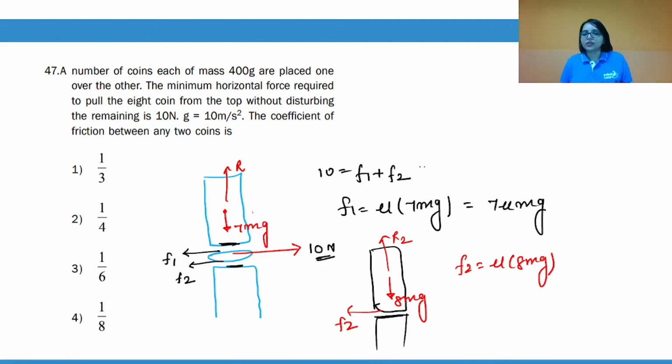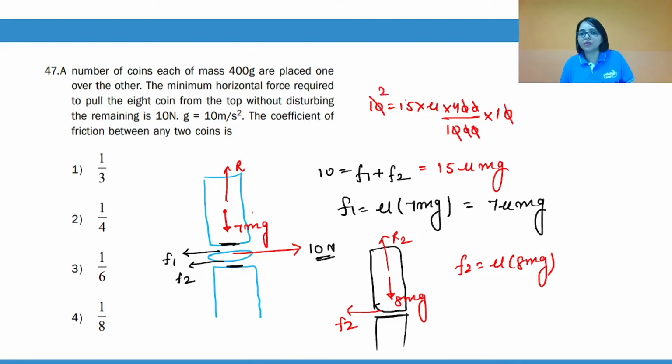So total 10 Newton is balanced by F1 plus F2, that is 7 mu mg plus 8 mu mg, that is 15 mu mg, right? Okay. So you can write 10 is equals to 15 mu, m is 400 grams, so it will be this into g is 10, right? So this 3 will cancel this 3 and we have 2, 3 and this will be 2, right? So mu will be 1 by 6. So this is the coefficient of friction between any two coins, that is option 3, 1 by 6.